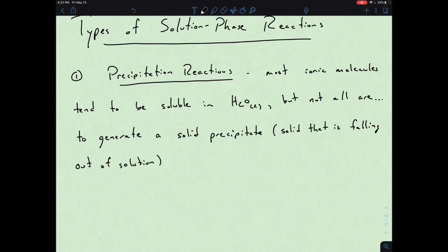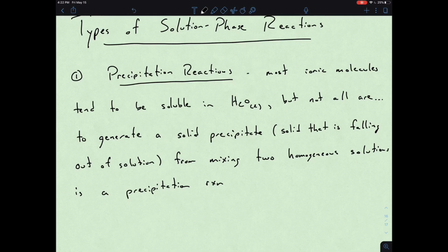So to generate a solid precipitate from mixing two homogeneous solutions is a precipitation reaction.